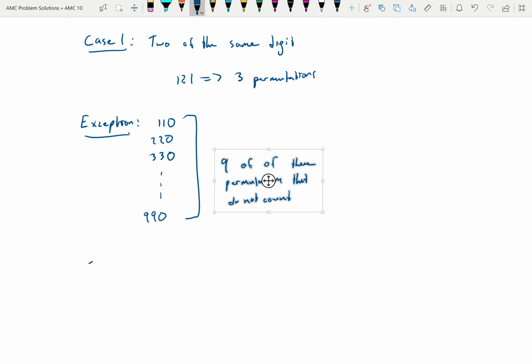The next case, case 2, is going to be if all the digits are different. So all different digits. So for example, 132, we could say there are 6 permutations here.